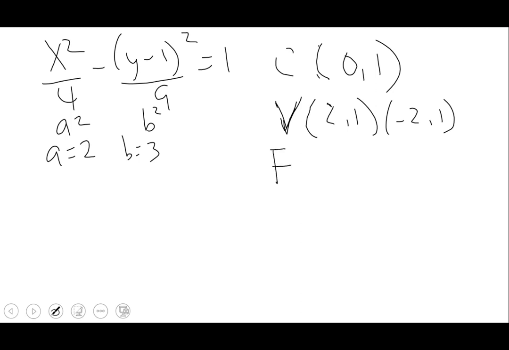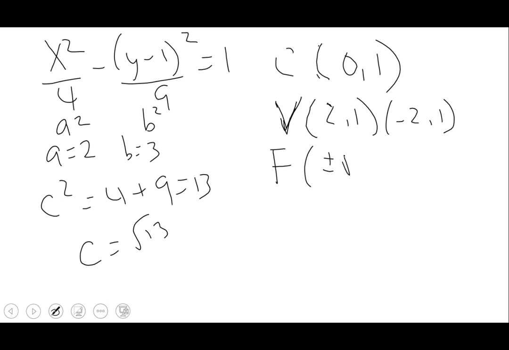The foci, so the foci are going to be equal to c squared is a squared, 4, plus b squared, which is 9. That's going to be equal to 13, which means c is equal to the square root of 13. So your foci are going to be plus or minus the square root of 13, comma 1. And again, use plus or minus or not. It really makes no difference to me whether you want to separate them or not.